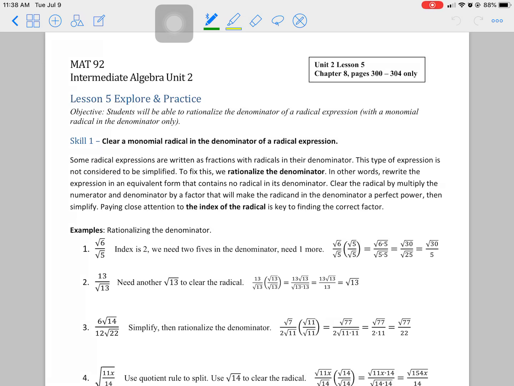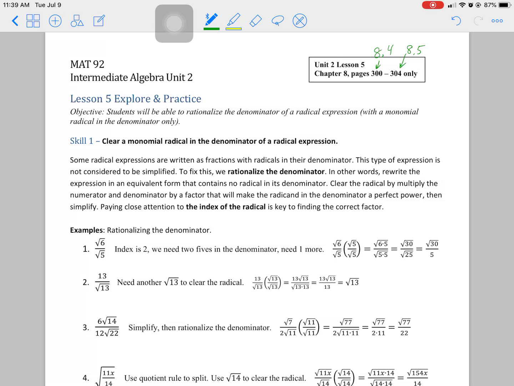All right, lesson 5. Lesson 5 comes from chapter 8. I know that page 300 starts in 8.4 and 304 stops in 8.5. It's kind of strange. All I need you to know is how to rationalize a simple denominator.